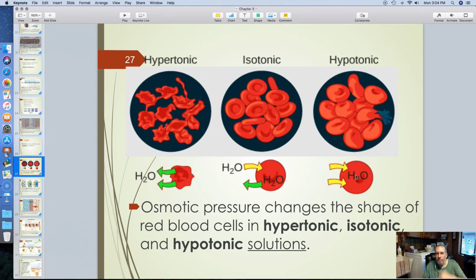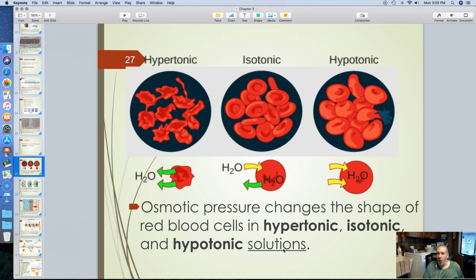Sometimes when you hear or read talk about tonicity, it might say something like a hypertonic cell instead of a hypertonic solution. So remember, if it's saying cell, then it's talking about where the concentration is. A hypertonic cell would have a higher concentration of solutes in the cell. Now notice again, the one I'm circling here is a hypotonic solution.